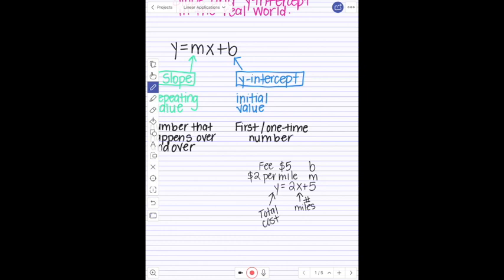Now, please do not get these two things confused. Your y-intercept is very different from your y variable. Your y variable is your total amount at the end. So if we're talking about the cost of a taxi cab, that's your total cost. The y value is your final value after everything has been applied. The y-intercept is the initial value. So they're kind of opposites of each other. The 5 is how much you're going to pay initially. The y is how much you're going to pay at the very end, depending on how many miles you went. So do not get those two things confused.